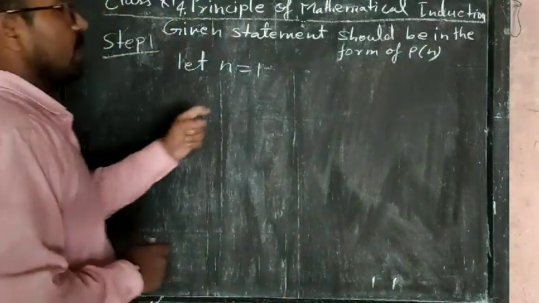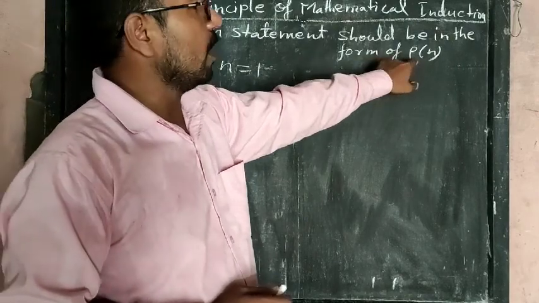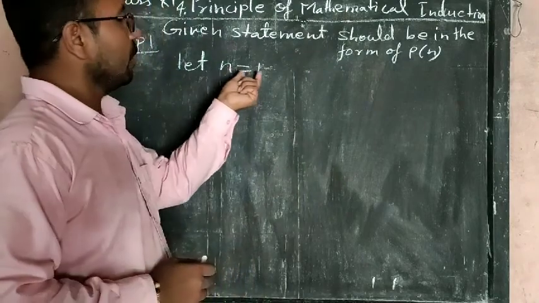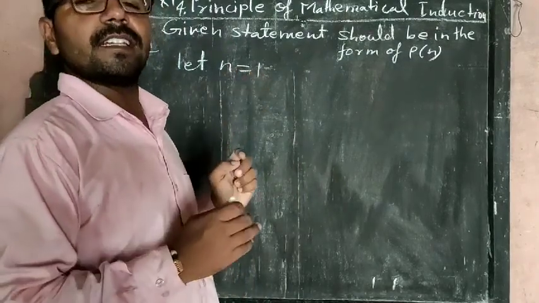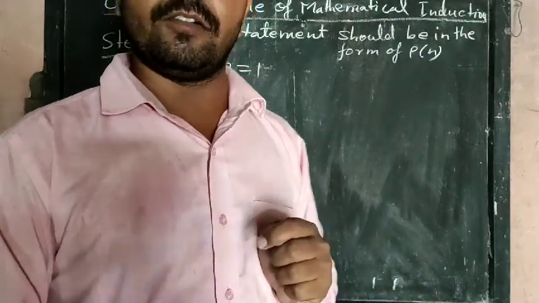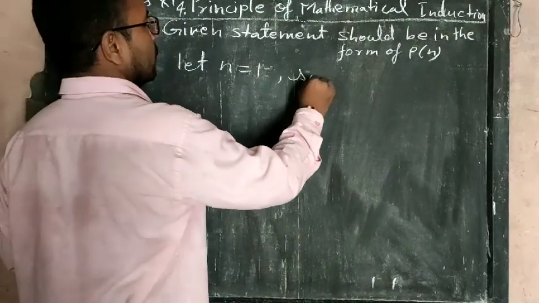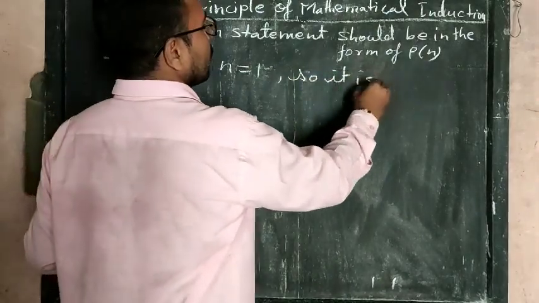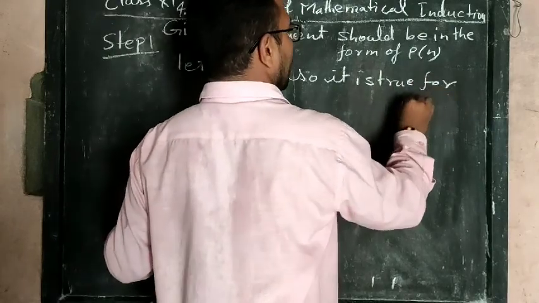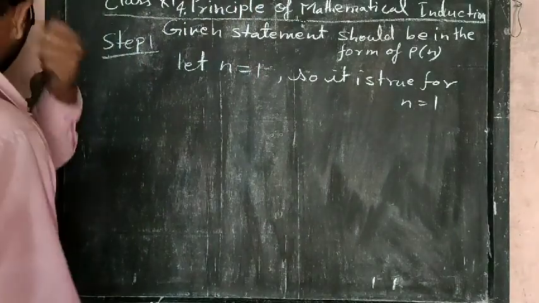So students, the given statement we will write down with the help of Pn, and at the place of n, we will put 1. After that, we will check the LHS side and RHS side. If you are getting equal, then we will say it is true for n is equal to 1. So step number second.